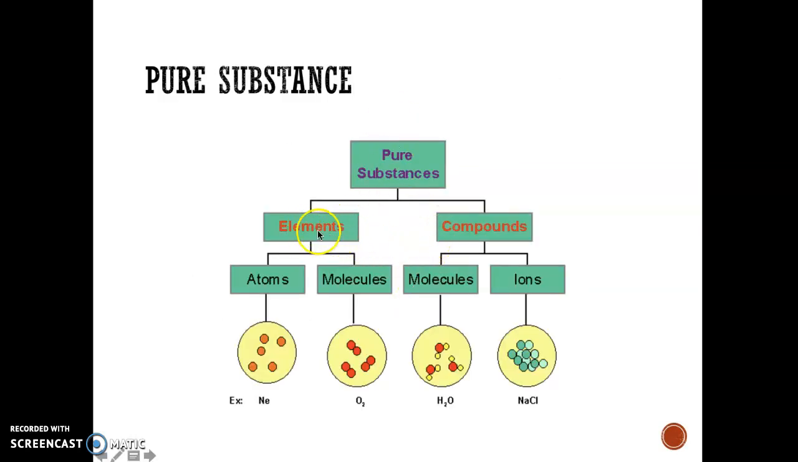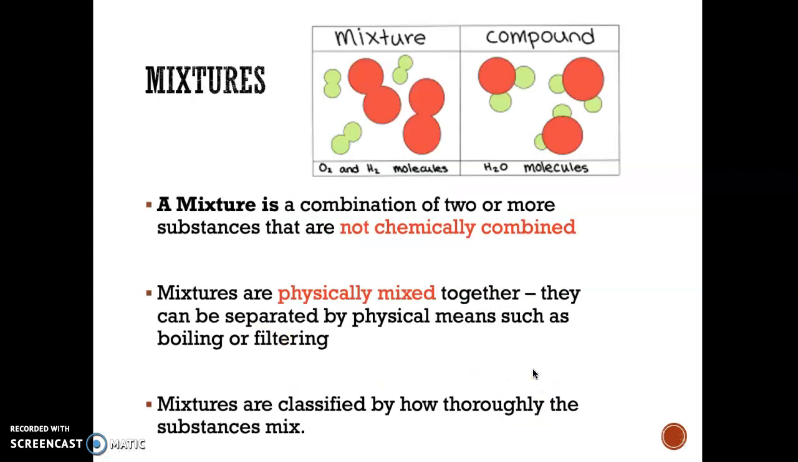So I can look at it this way. Elements, I can have atoms or molecules. Compounds, I can have molecules or ions. This is a specific type of compound we'll talk about next unit. But they're different than mixtures.